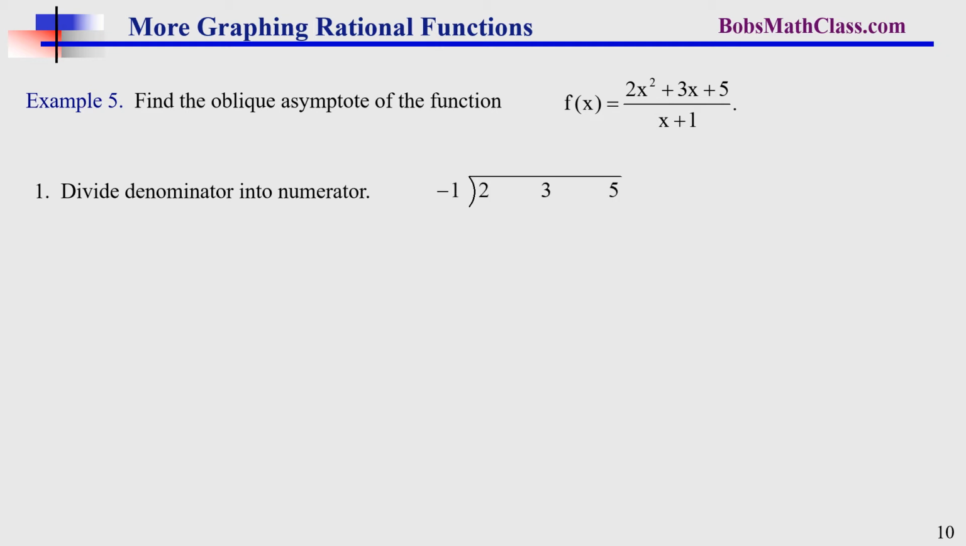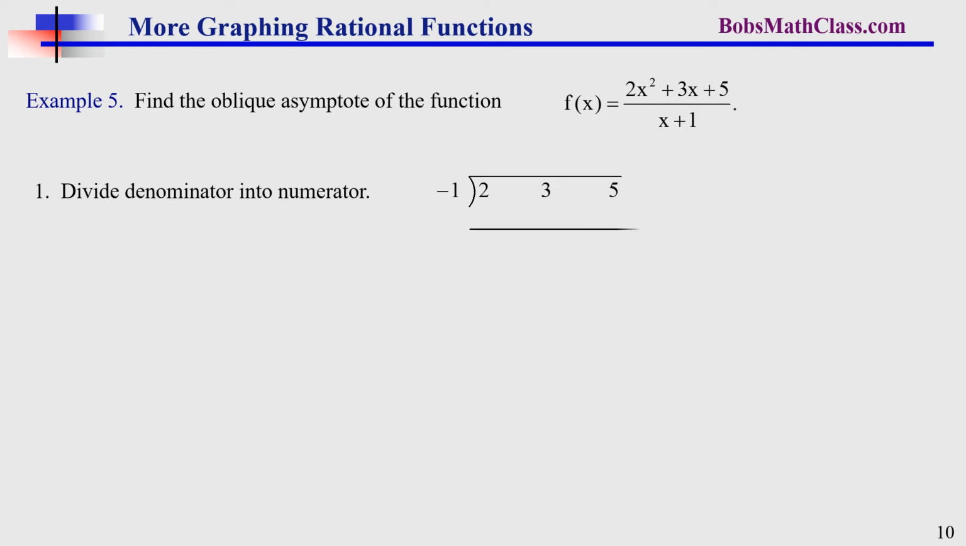So when you use synthetic, remember to use the opposite of the number on the bottom, or use a number that'll make it 0, so -1. And then 2, 3, 5, it's in order. We don't have to rearrange it. We don't have to add any zeros if it's missing a term.